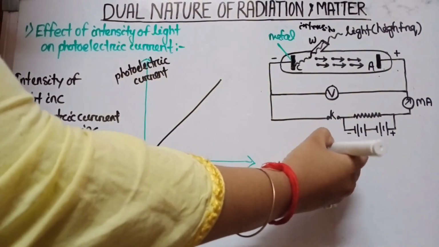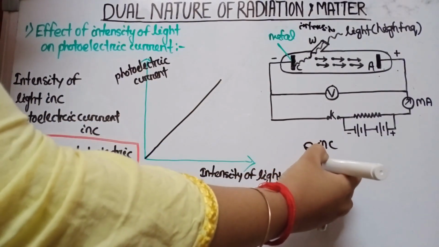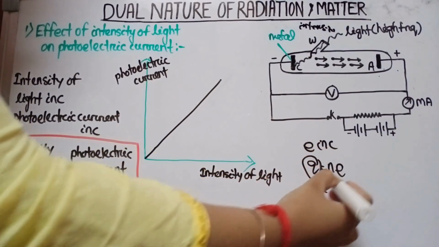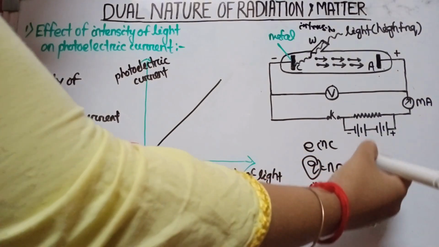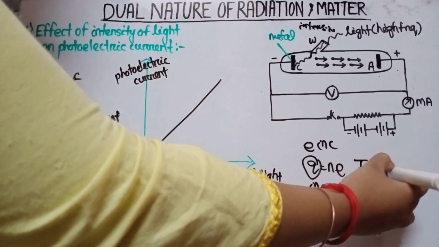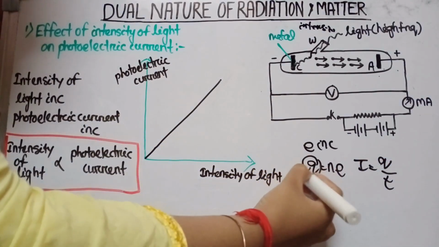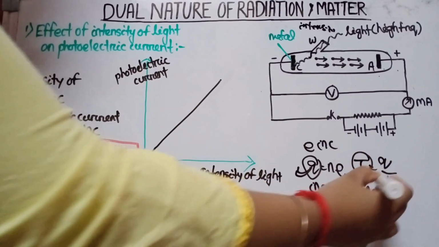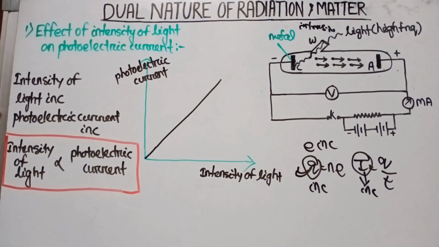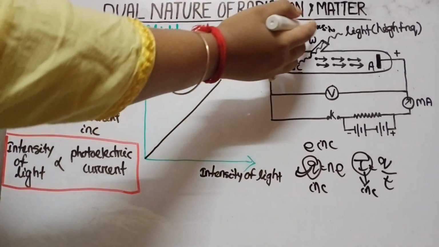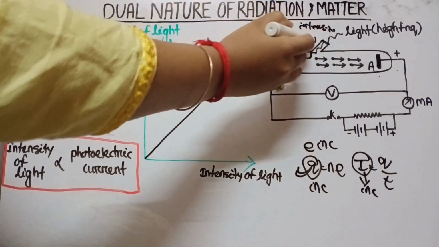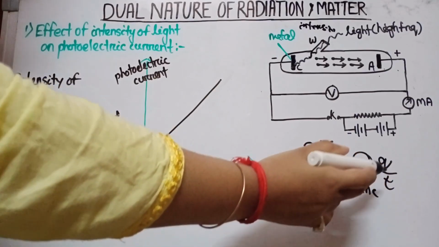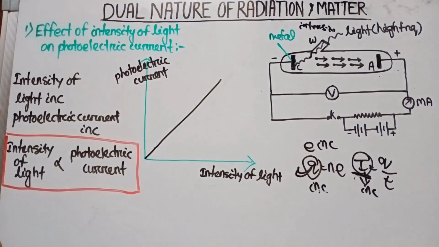As the number of electrons increases, we know that Q equals Ne, so Q also increases. Also we know that I equals Q by t. So as the charge increases, the current also increases. Okay students, is that clear? So as we increase the intensity of incident light, the photoelectric current increases.